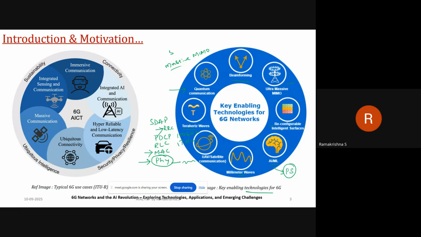This is another image taken from the ITU-R, which is typically the 6G use cases, and a few things we have already seen in the previous slide. One is immersive communication, that is holographic calls and extended reality, what we call XR. Then the digital twins, which I just mentioned, wherein real-time mirroring is going to happen for the smart factory environment, or the human organs we can take up for the healthcare application.